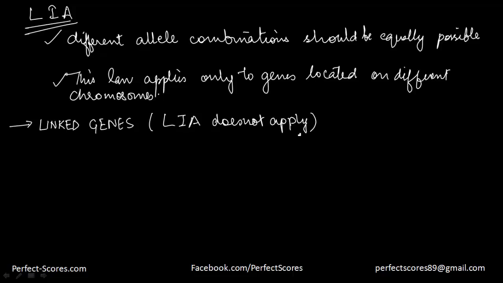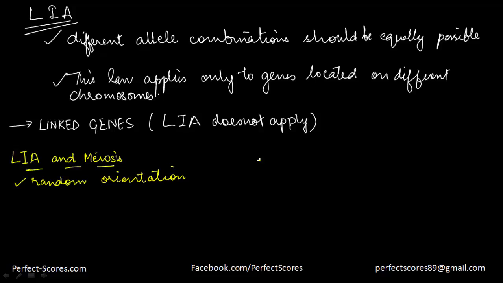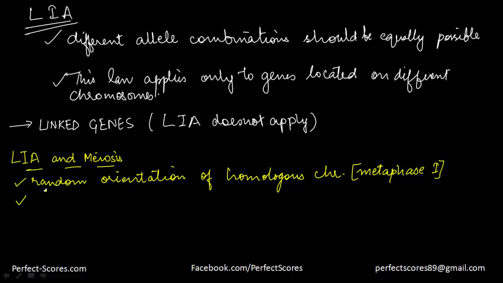So you need to remember this, and it's also connected with meiosis. So we are going to discover how the law of independent assortment is related to meiosis. The law of independent assortment relates to the random orientation of the chromosomes, specifically homologous chromosomes. And this is during metaphase 1 of meiosis, when the chromosomes are at the position of the equator, that means in the middle of the cell, and they're ready to get sent to the different poles.